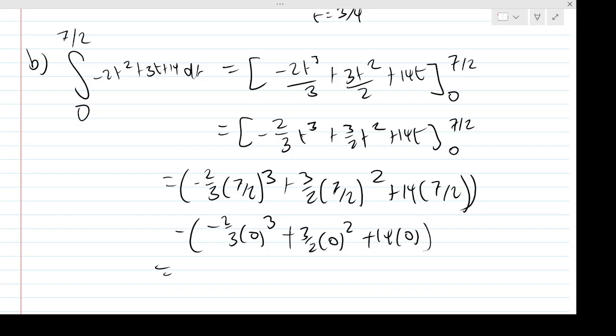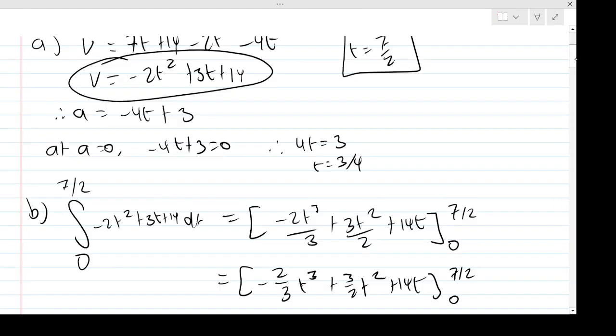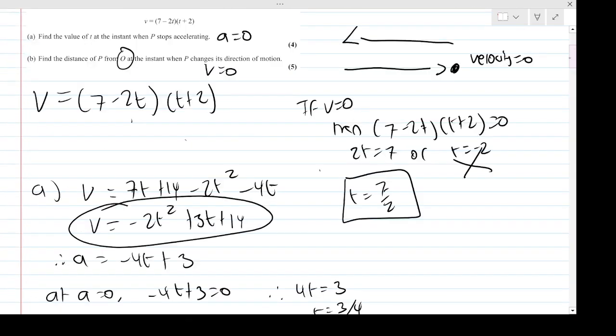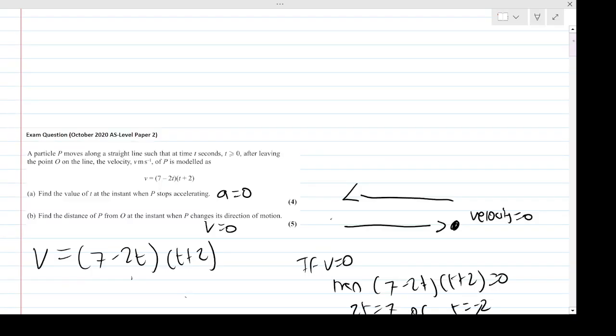we get 931 over 24 meters, and that's positive, so that's great. And so that's my answer. Okay, there we are. So that's the distance from 0 until t is 7 over 2 when it changes motion. For 5 marks, not too bad of a question, I don't think. Once you understand what the terminology means and what it means when it changes direction, once you realise that means v is 0, that hopefully shouldn't be too bad.